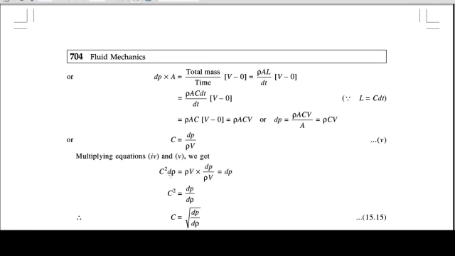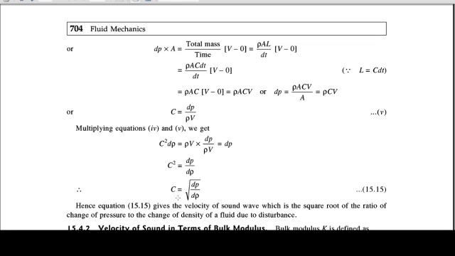c square dp is equal to c square d rho is equal to dp. Then c square is equal to dp upon d rho. So c will become the square root of dp upon d rho. So this is our final equation for the velocity of the sound.